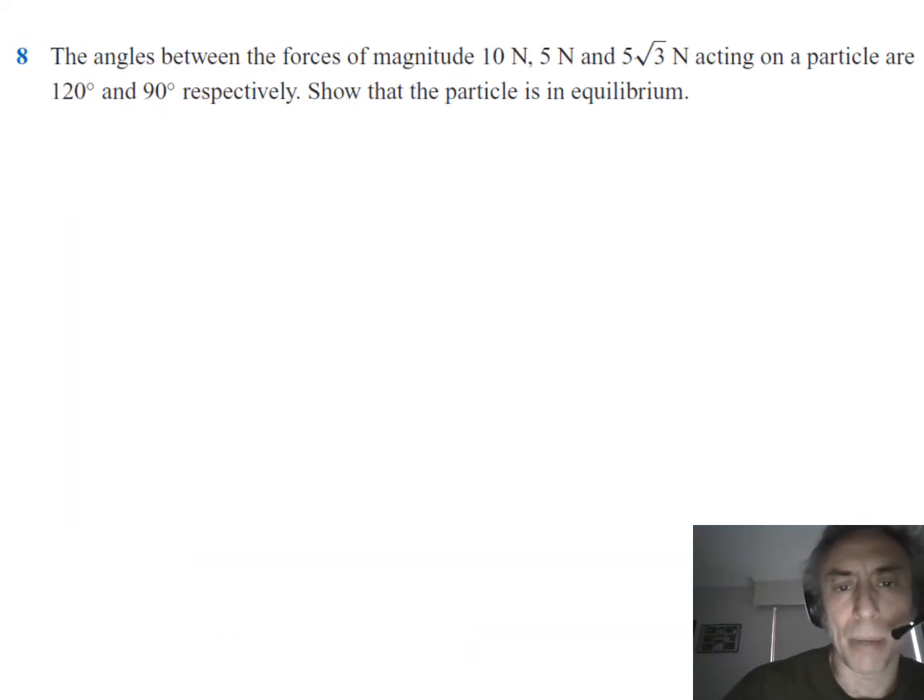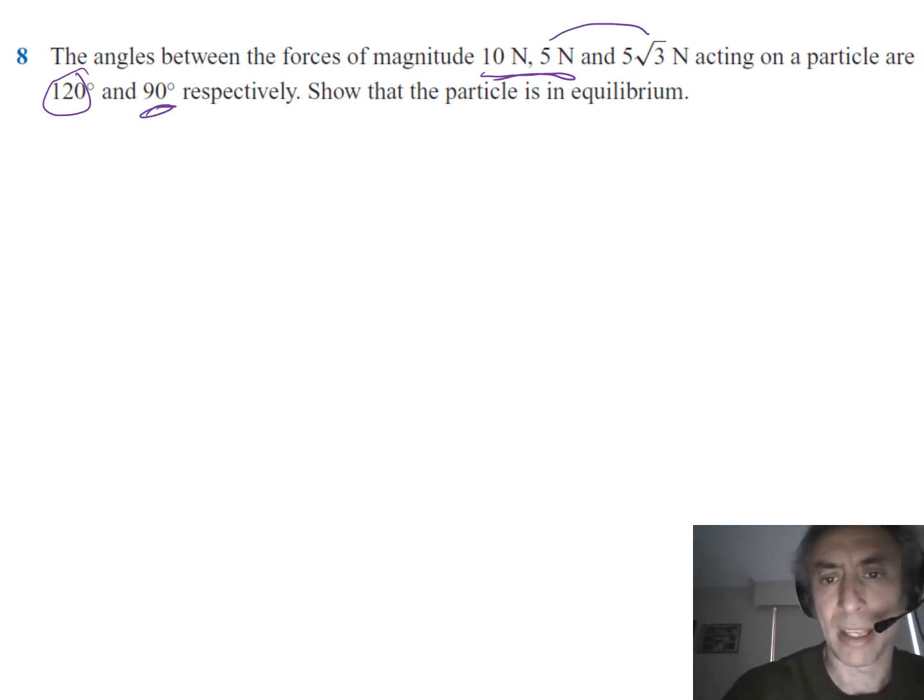Okay, here's another problem similar to the last. You've got 3 forces, the magnitudes of which are each given. You're told the angles between them respectively, so 120 refers to the angle between the 10 Newton and the 5 Newton, and 90 degrees refers to the angle between the 5 Newton and the 5√3 Newton. So draw a force diagram and then impose an XY plane as convenient.